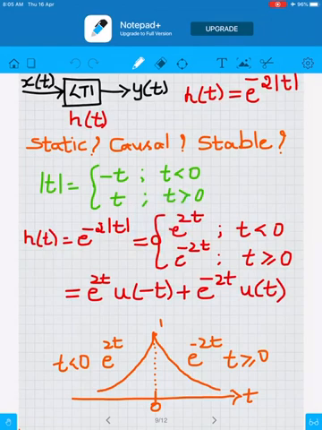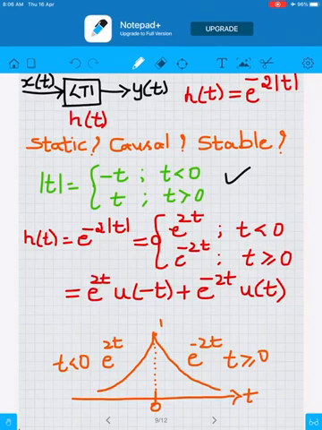Before that, let me clarify what mod t equals. Mod t is equal to minus t for t less than 0, and it is equal to t for t greater than 0. The above problem can also be asked like this: h of t is equal to e power minus 2 mod t, or it can also be written as e power 2t for t less than 0 and e power minus 2t for t greater than or equal to 0, by using the definition of the mod function.